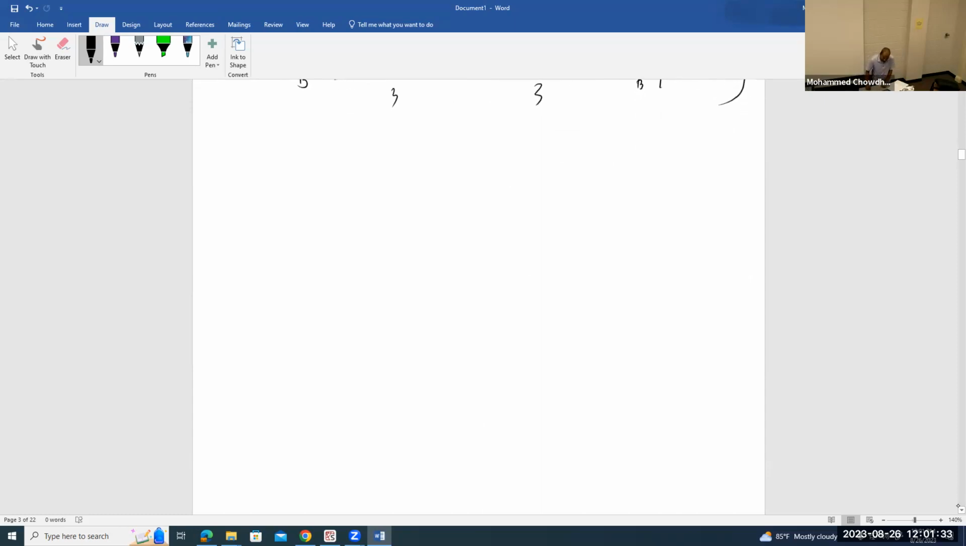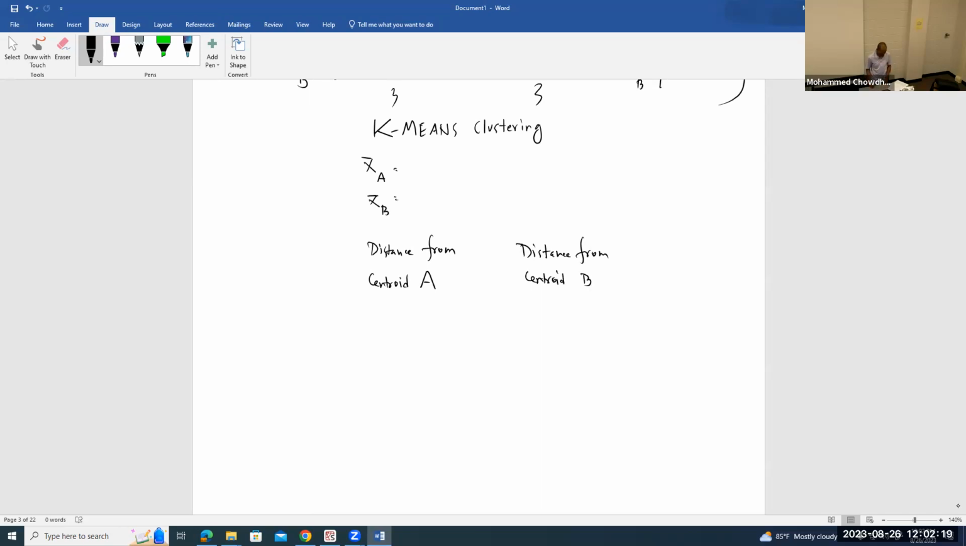This is called K-means clustering. I have X bar A and I have X bar B. Okay, now I want to compute these things: distance from centroid A, and then distance from centroid B. So here I can put Arizona, here I can put Boston, and all the way the final company is New York.